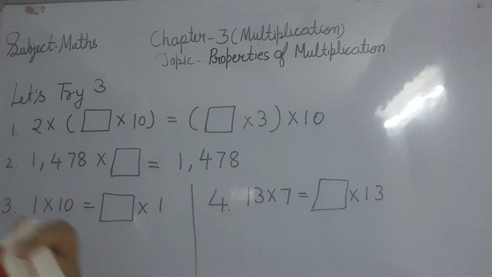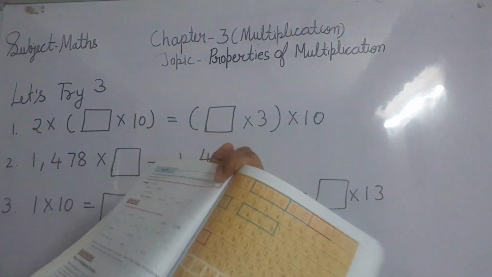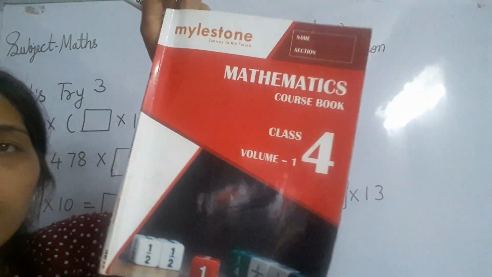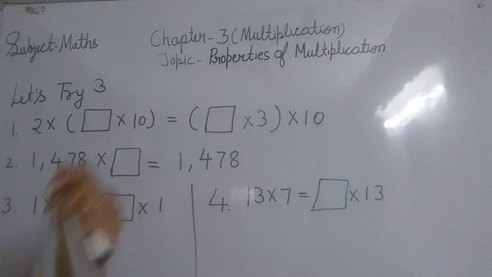So now we are solving a few problems from your book. This is your course book. I am doing Let's Try 3, page number 48. This is your course book, page number 48. Let's Try 3. A few problems I am explaining.